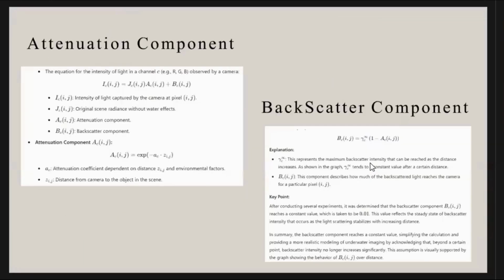The attenuation component becomes I_C equal to J_C into A_C plus B_C, where A_C equal to minus e raised to the power minus a into z, which is the depth. And the backscatter component becomes B_C(i,j) equal to B_C infinity times (1 minus the attenuation component). So the B_C infinity component becomes 0.01, as I told in the graph earlier, that backscatter increases for a while and then becomes a constant. So the constant is taken as 0.01.